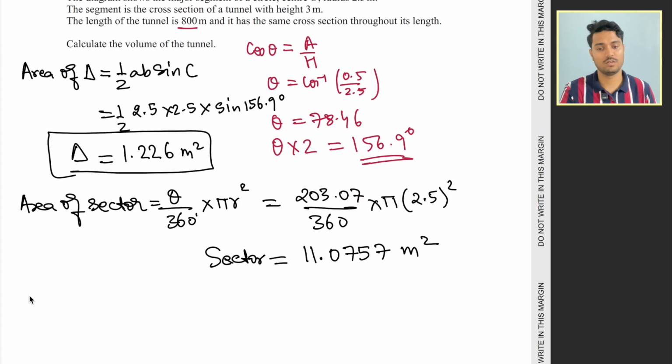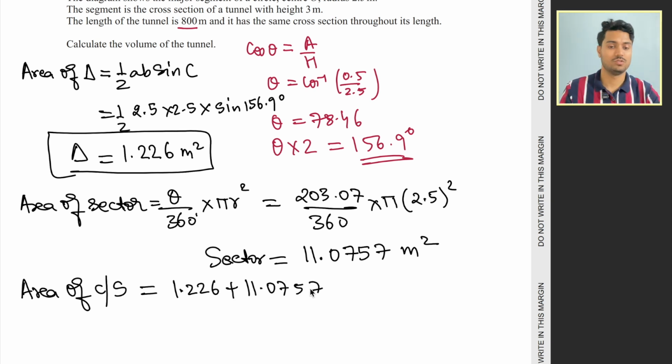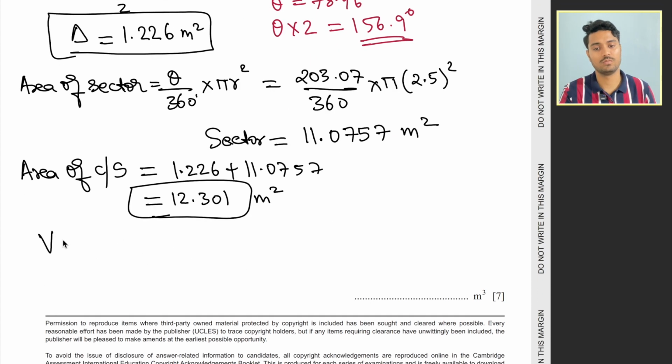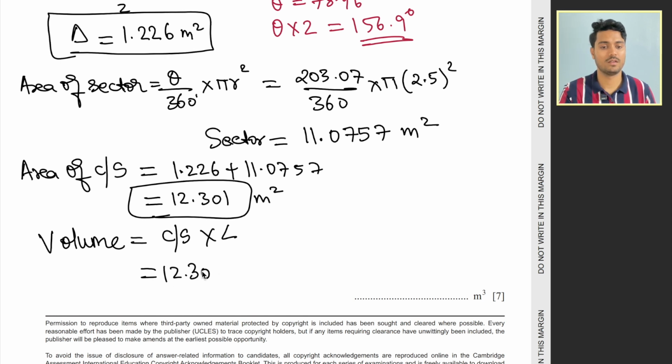Total area of the section, or we would say area of cross section, is going to be 1.226 plus 11.0757. So this plus 1.226, which is 12.301. That's the area of cross section in meter square. We know that volume is area of cross section multiplied by length. So that is 12.301 multiplied by length, that is 800. So this multiplied by 800 and we'll get the answer 9841.4 meter square, and that's the final answer.